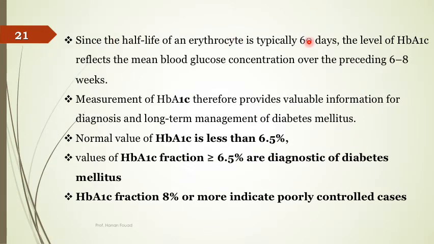The half-life of the erythrocyte is 60 days. Okay? We have the RBC's lifespan, 120 days. So the half-life is 60 days. If we measure hemoglobin A1C, which is the glycated hemoglobin, or the cumulated glucose level in the blood, this will give me an indication or index about the blood glucose level over 6 to 8 weeks, because 8 weeks equal 56 days. 8 times 7 days means 56 days. This is about 60 days, or the half-life of the RBCs.